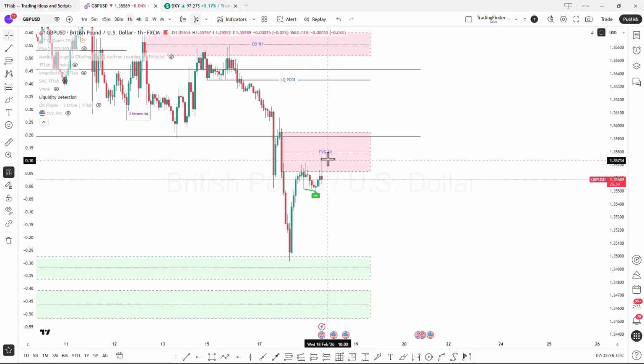We set the stop loss behind the swing or behind the FVG zone. We set the target at a risk-reward ratio of 1:1, 1:2, or at a market order block zone.